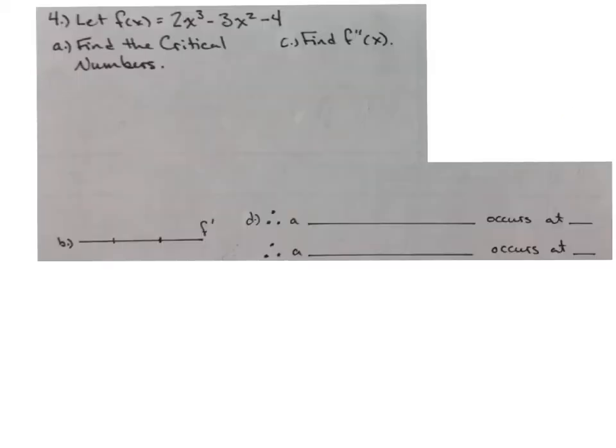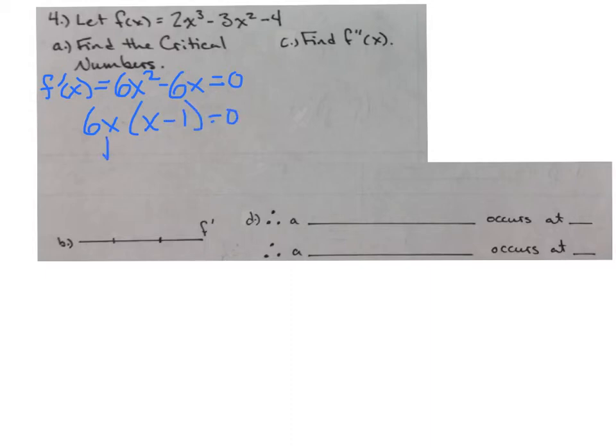For problem 4, let's go through all the pieces. First, finding the critical numbers. That means we have to look at the derivative. And the derivative here is 6x squared minus 6x. And to find the critical numbers, we set the derivative equal to 0. So factoring that, we'll have 6x times (x minus 1), which means our two critical numbers are going to be 0 and 1. So we plot them and take a look at the sign chart.